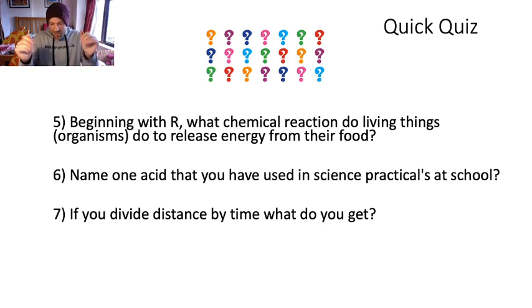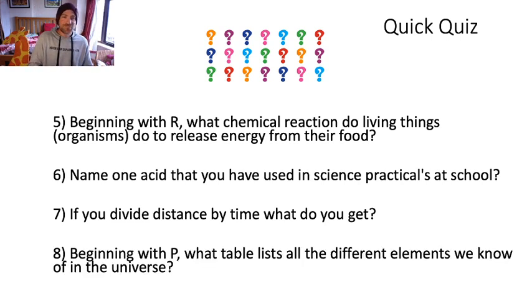Now, question 8, and final question. Beginning with P, what table lists all the different elements we know of in the universe? Okay, so there's lots of different elements that we know of, and we put them in a table, an ordered table, a structured table, beginning with P. Dmitry Mendeleev was fundamental in sorting this table out in its current guise, but what's it called beginning with P?